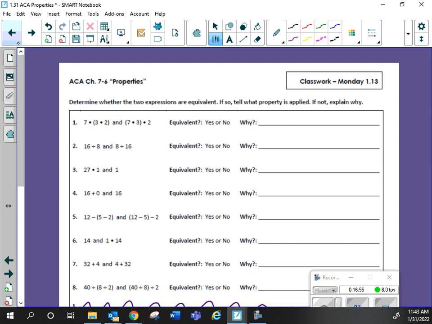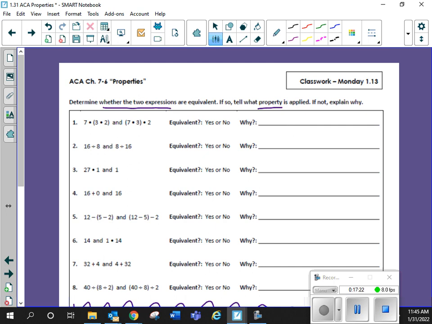Okay, so this is what we're going to do. Remember, the final is recorded. Here we go. What's going to happen on this is we're going to determine whether the two expressions are equivalent. We're going to see if they would give us the same answer, and then we're going to tell us what property is applied. So we'll probably have to refer back to that front page.